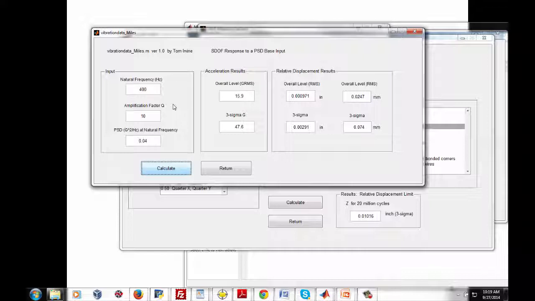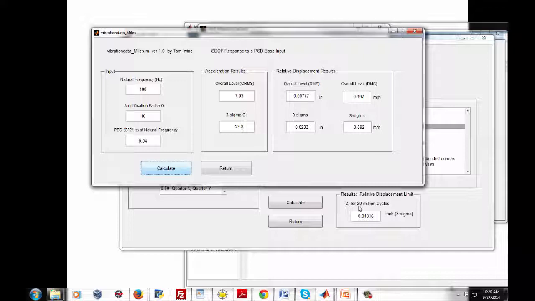Well, what if, on the other hand, we had a more compliant circuit board and it was only 100 Hertz natural frequency, all other things being equal? Now the 3 sigma relative displacement is about 23 thousandths of an inch, and that is at least 6 dB higher than our threshold here. So this means failure occurs prior to 20 million cycles.